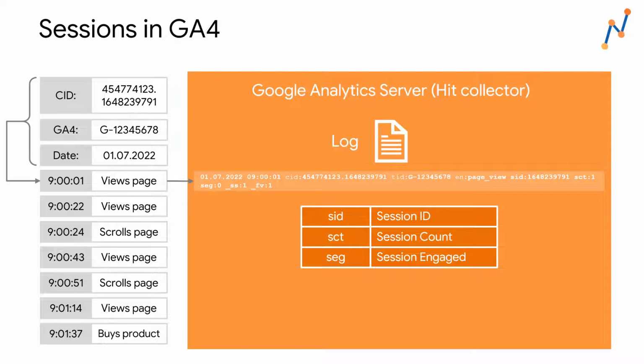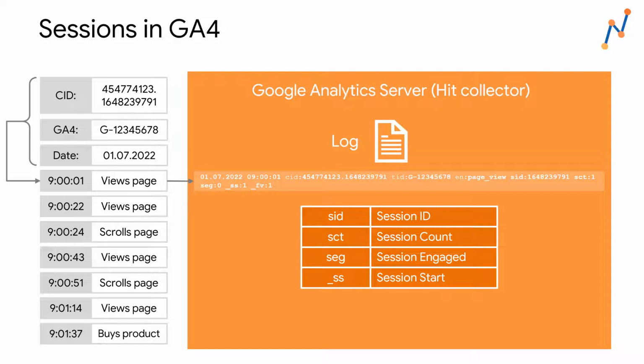Basically, GA4 considers a session to be engaged if it lasts for 10 seconds or longer, or has 2 or more page or screen views, or has 1 or more conversion events. And then there are 2 additional parameters which are also of a Boolean type and will only be used once per session or per browser instance, also known as user. The first one is _SS and indicates the session start.